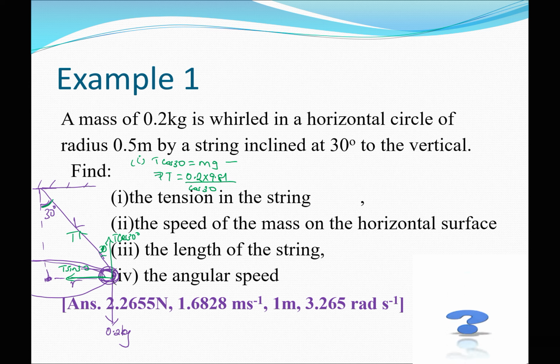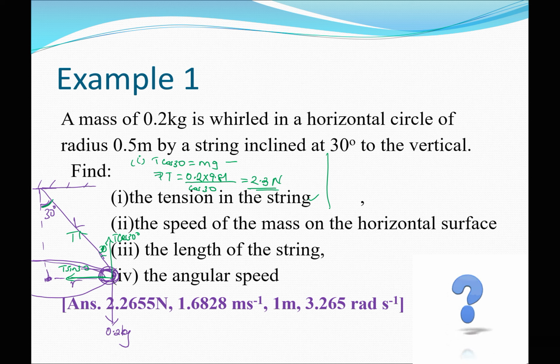So 0.2 times 9.81 divided by cos of 30. So this is 2.27, or 2.3 newtons to two significant figures. Then that's Roman 1. Roman 2, the speed of the mass on the horizontal surface.